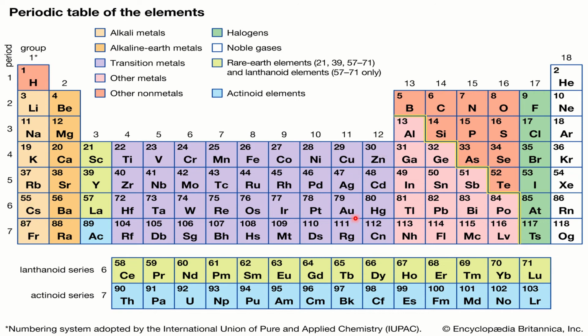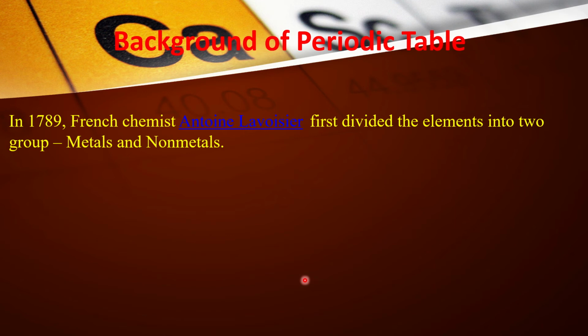Now, today in this class, we will learn about this periodic table. At first, we have to know about the history of the periodic table. Now, the background of the periodic table. In 1789, French chemist Antoine Lavoisier first divided the elements into two groups, metals and non-metals. At first, in 1789, scientist Antoine Lavoisier divided the elements into only two groups. In one group there are metals and in another group there are non-metals.